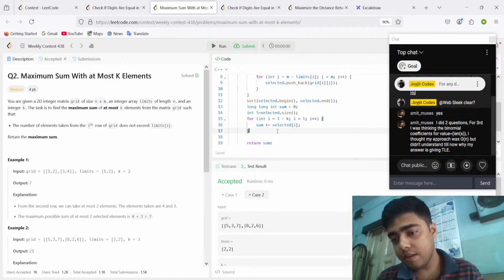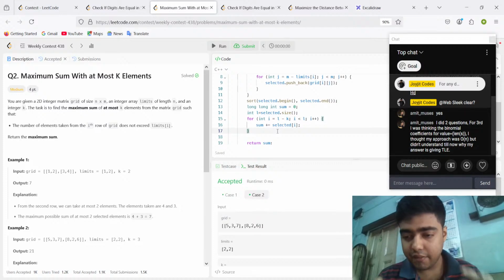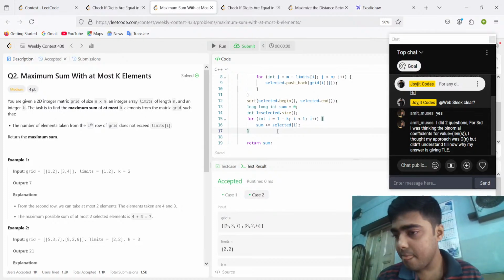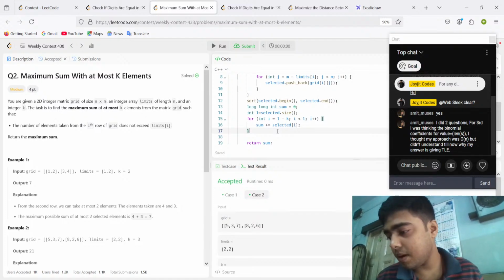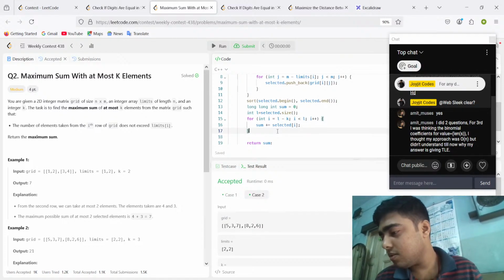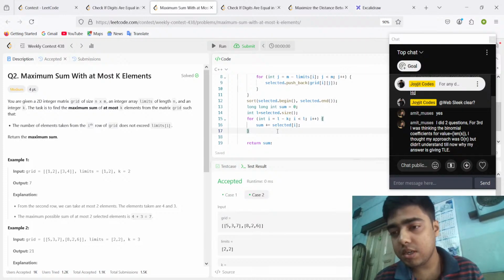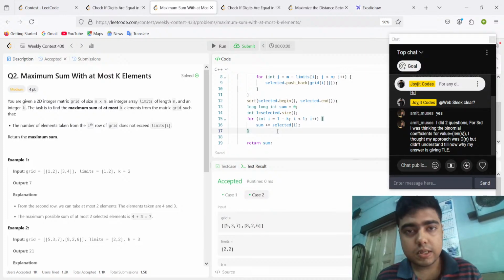Okay, is it clear? Is everything clear? Yes or no? Amit? Okay, Amit knows it. Amit has done it. Anyone else? Any doubt?